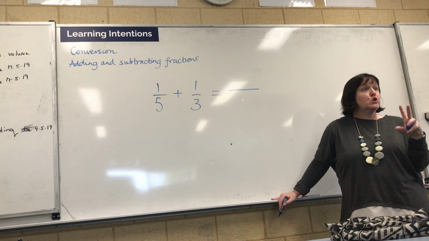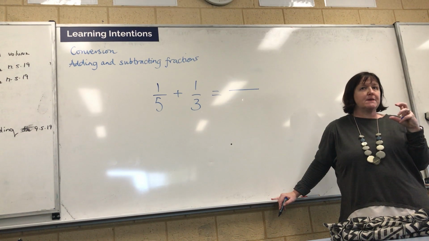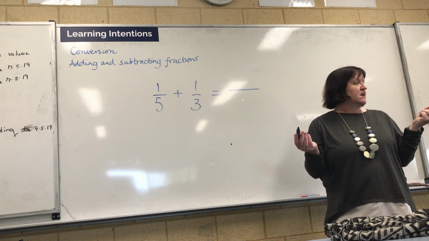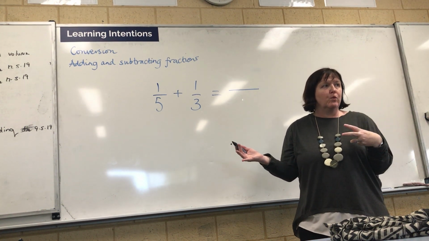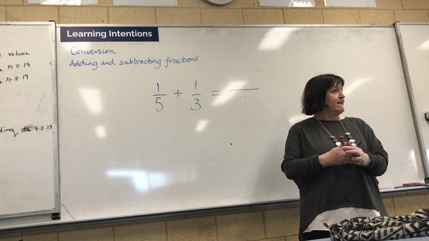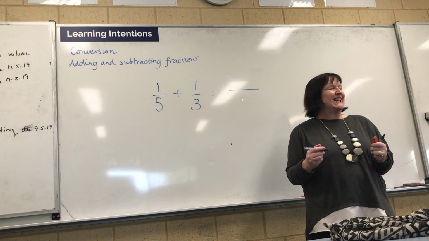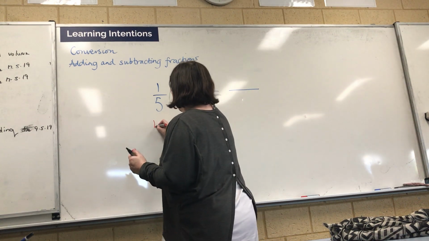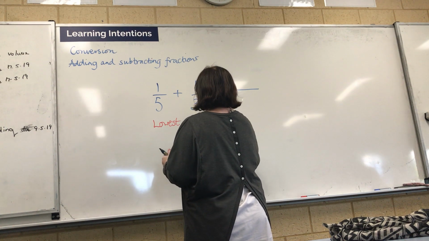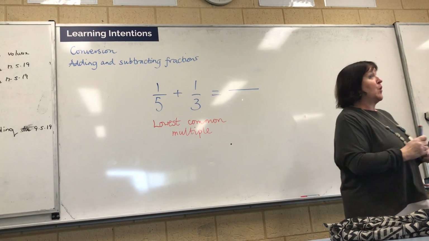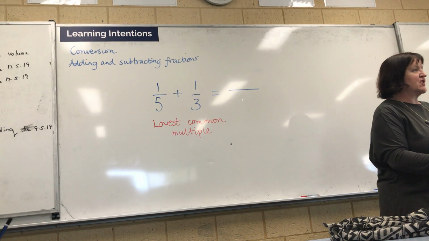So we need a new denominator. We need to make both fractions the same so that we can just add the numerators. What do we look for when we want the new denominator? What are we looking for? Common factor? You're nearly there. Highest? The opposite. The lowest common multiple. Yeah, the lowest common multiple, that's right. So you're looking for the lowest common multiple. Now, if you don't know the lowest one, it doesn't actually matter.